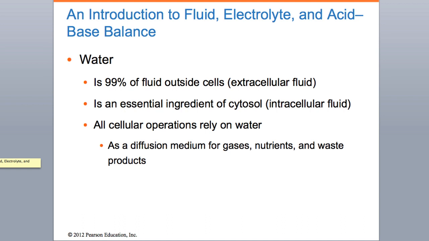Water. Water is 99% of the fluid outside the cell. And you've learned that when we were in the blood chapter, because blood, the plasma portion, what was the number one ingredient in the plasma portion of our blood? Water. Remember, it accounted for a big chunk. So that's exactly what we're getting at. We're going to take many of our former chapters and put them together in this chapter.